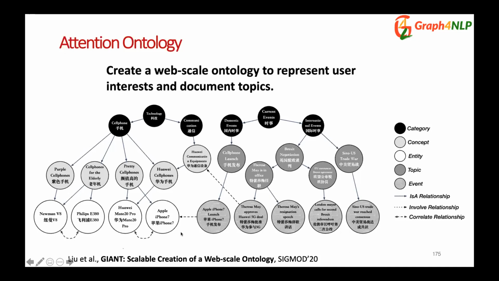And we have different entities. The major relationship in this ontology is the isA relationship, which indicates a topic belongs to a category, or an event belongs to a topic, and so on. And we have the involved relationship in case some entity or some concept is involved in a topic or event. And we have the correlation relationship. If two entities are always or mostly mentioned together, we think they have a strong correlation, and this relationship will be identified between the pair of entities.